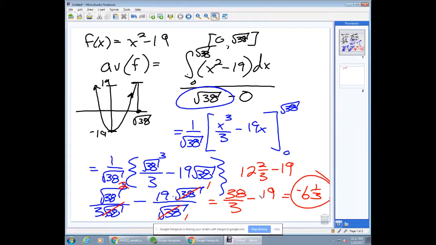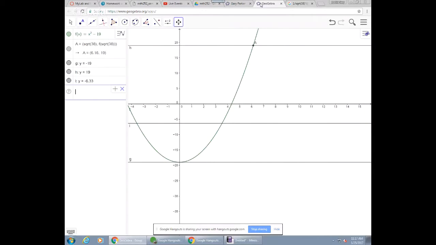To do that, I double checked a couple of things in GeoGebra over here. If x equals 0, y is negative 19. If x equals the square root of 38, y is positive 19. So we're trying to find the average y value along this part of the curve, and it turns out to be negative 6 1/3 right here.